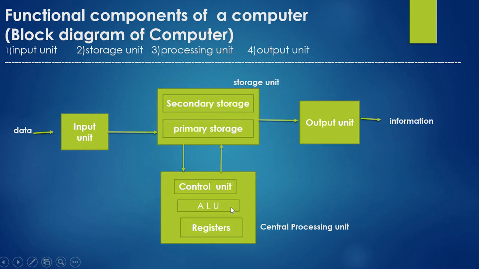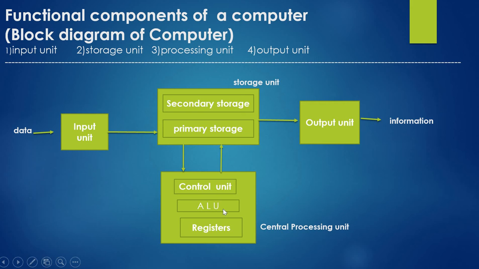The central processing unit, that is the processing unit, consists of the control unit or CU, then ALU and registers. CU means control unit. The control unit controls the overall operations of the computer.